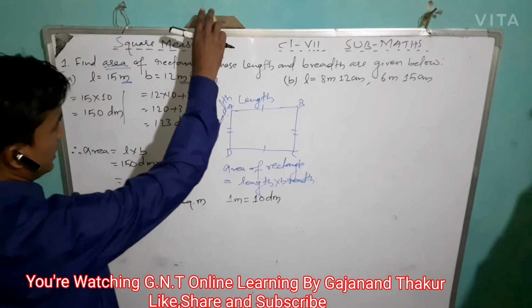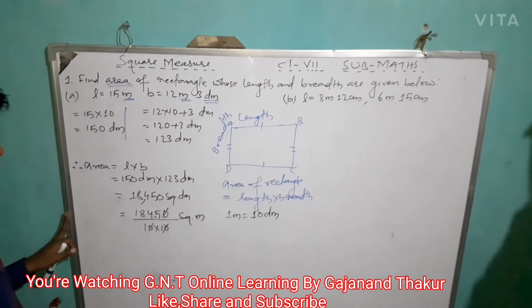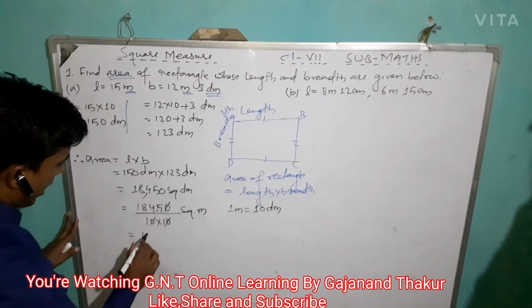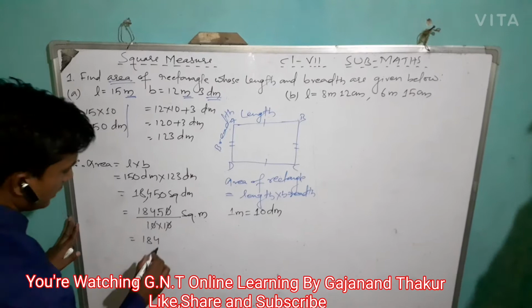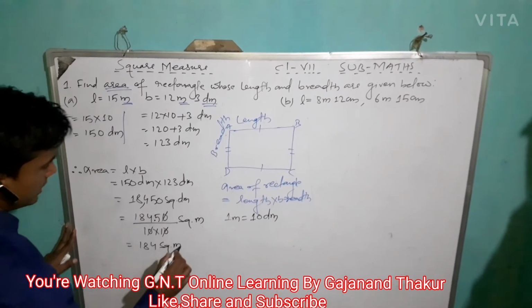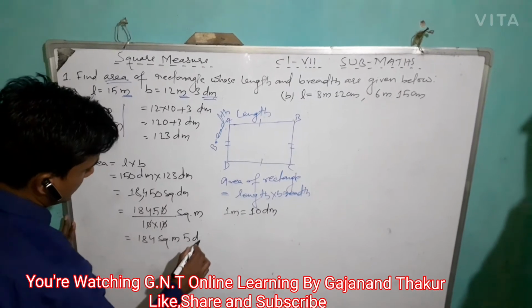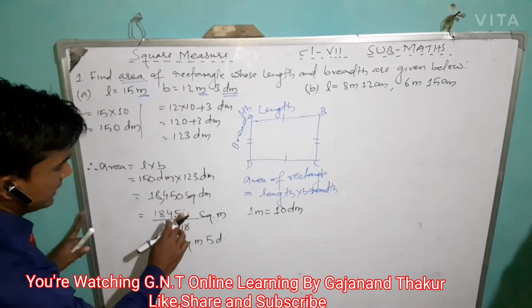The 0 and this 0 will get cancelled, and we'll put a decimal point here. So we'll have 184 square meter before the decimal, and we got 5 decimeter. Let's not cancel this one.